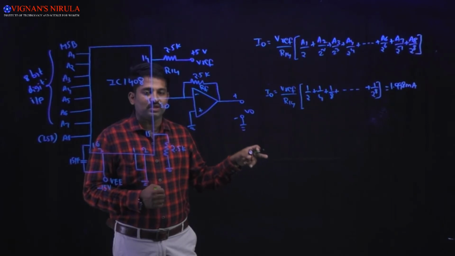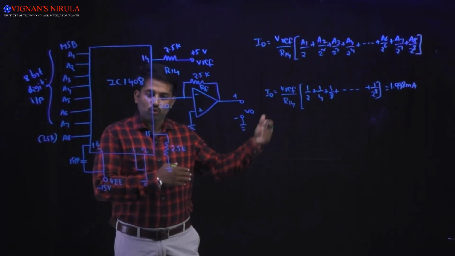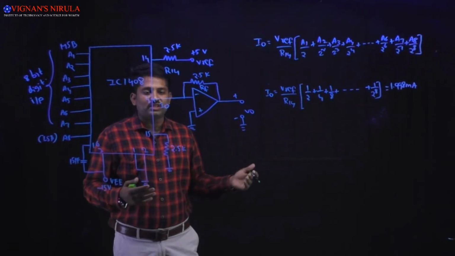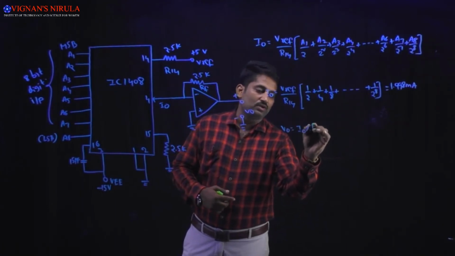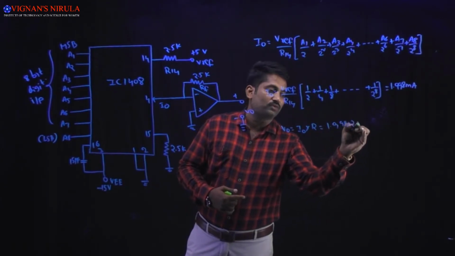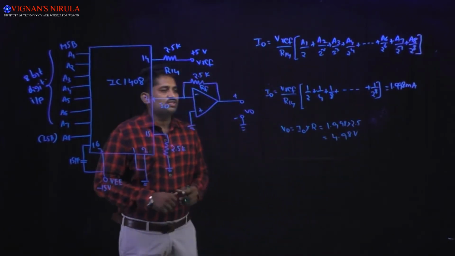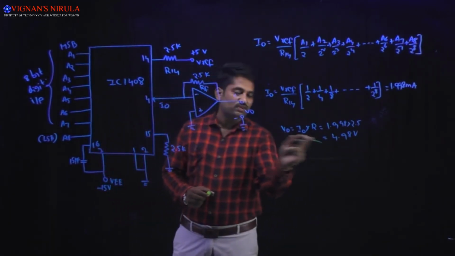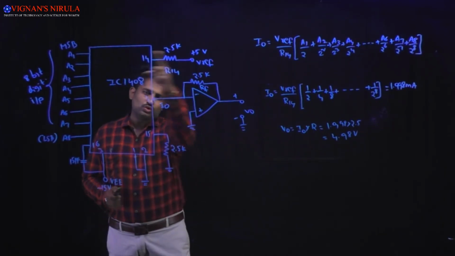The input reference current is equal to 2 milliamperes, and the output current can be converted into voltage with the help of a current to voltage converter, and the output voltage is calculated as V0 equals I0 into R, which is 1.998 into 2.5, which is 4.98 volts, where the resistance R is 2.5 kilo ohms. From this we get V0 equal to 4.98 volts.